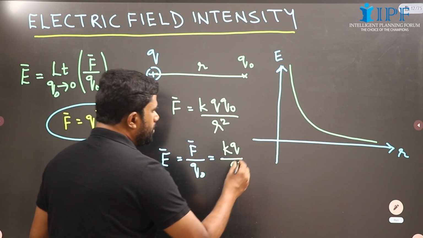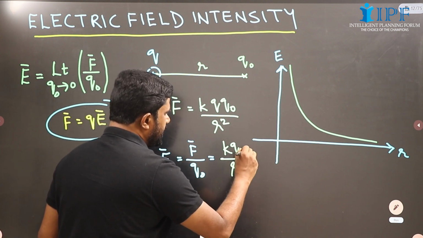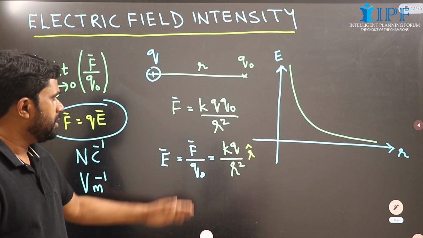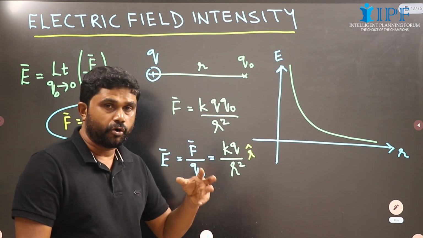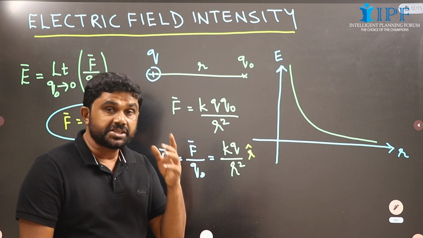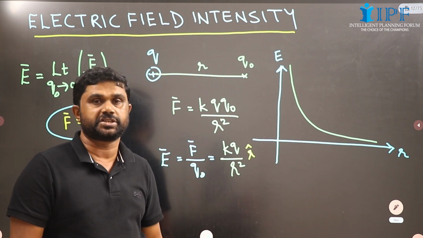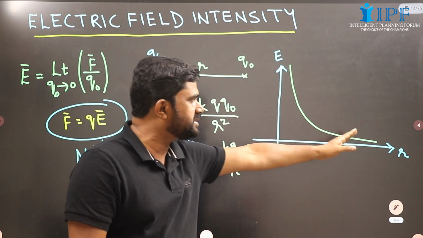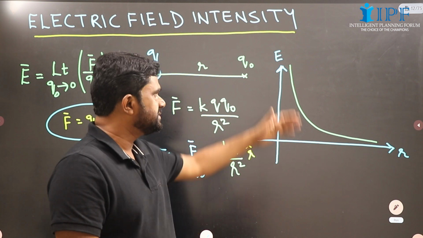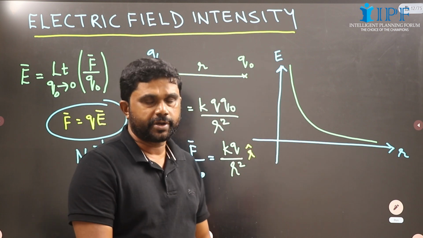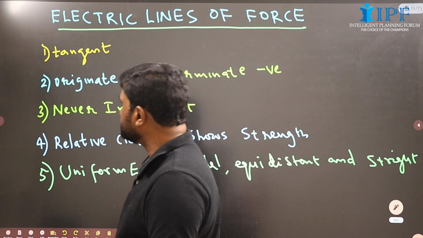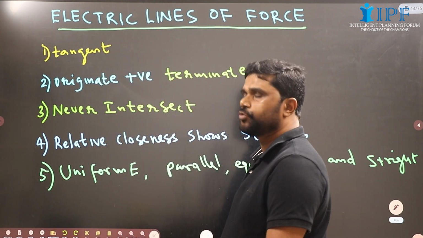In vector form, we can write this with the unit vector r cap. So the intensity of electric field, or its magnitude, varies inversely with the square of the distance. So if the intensity of electric field is plotted against the distance from the point charge, then this will be the graph.